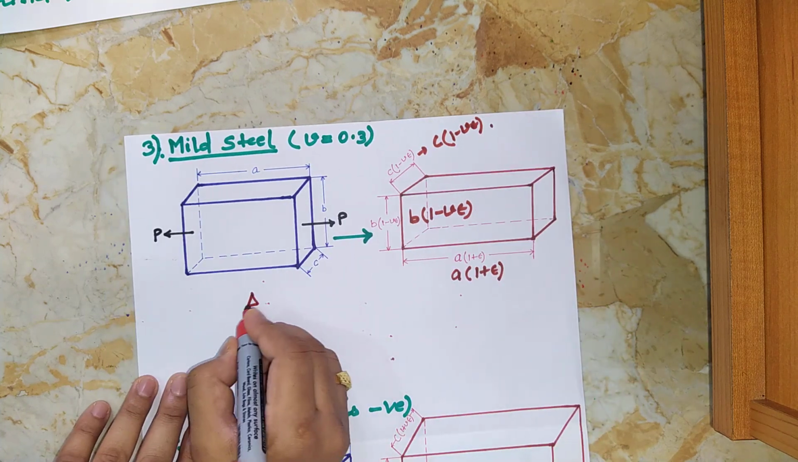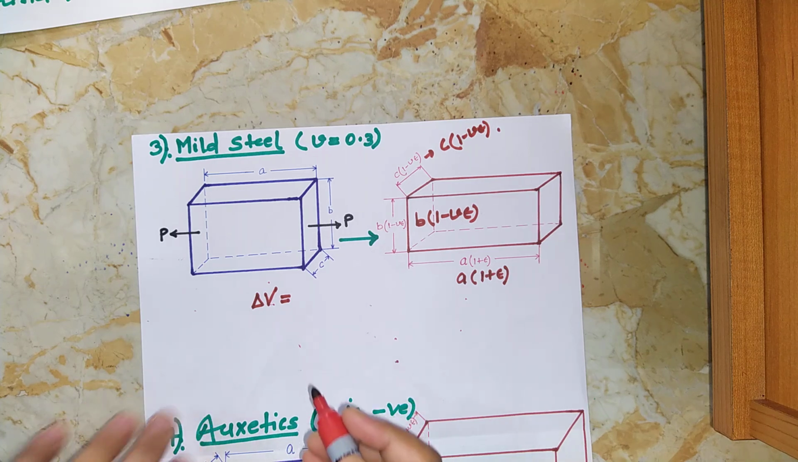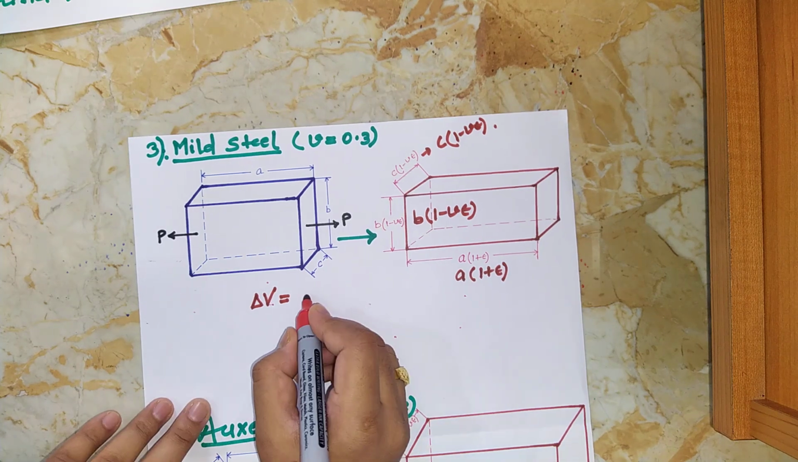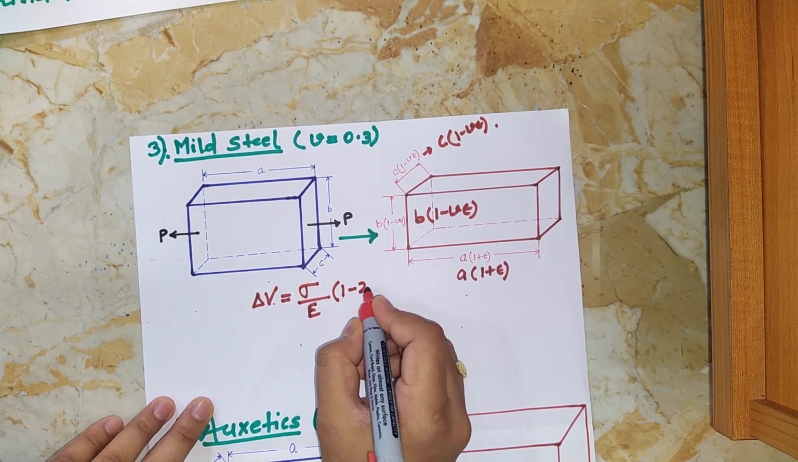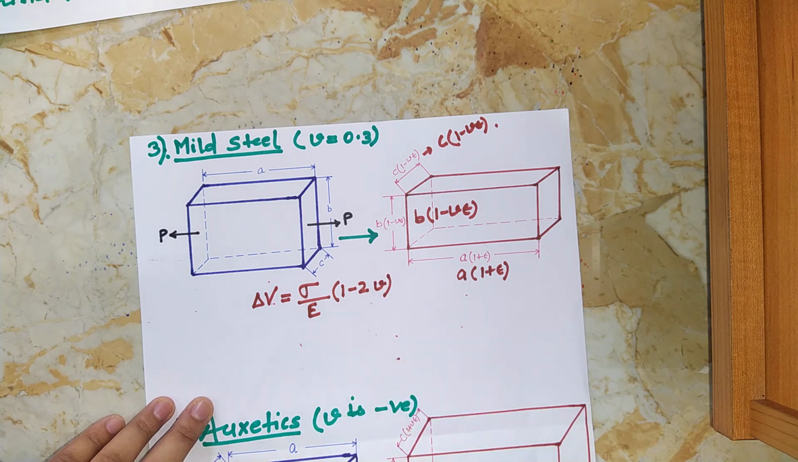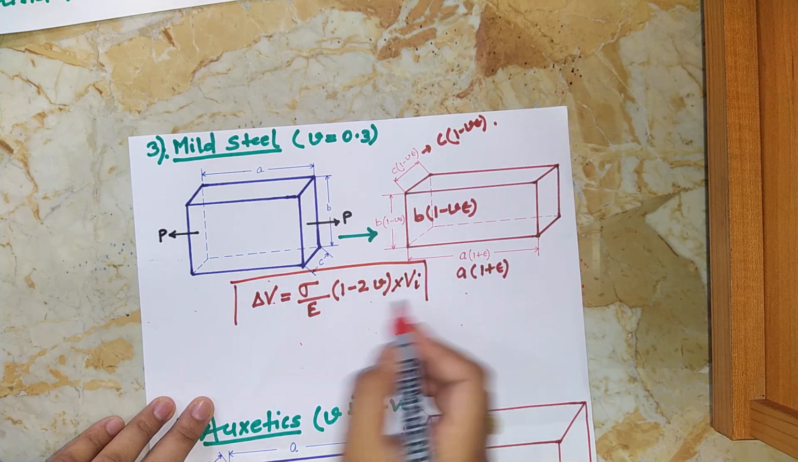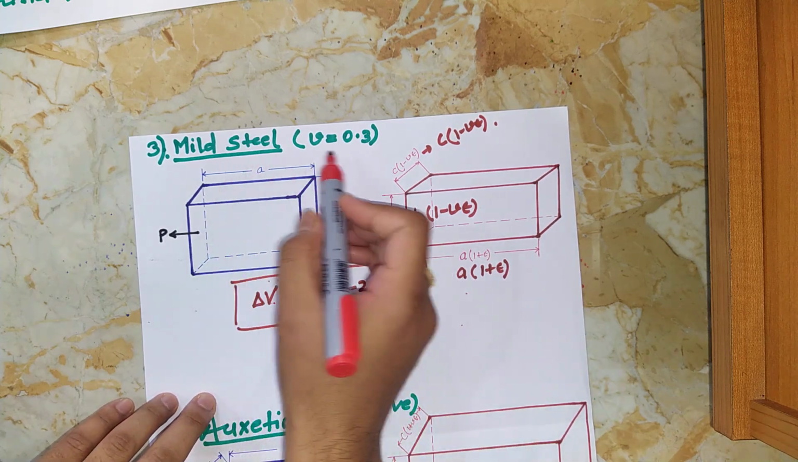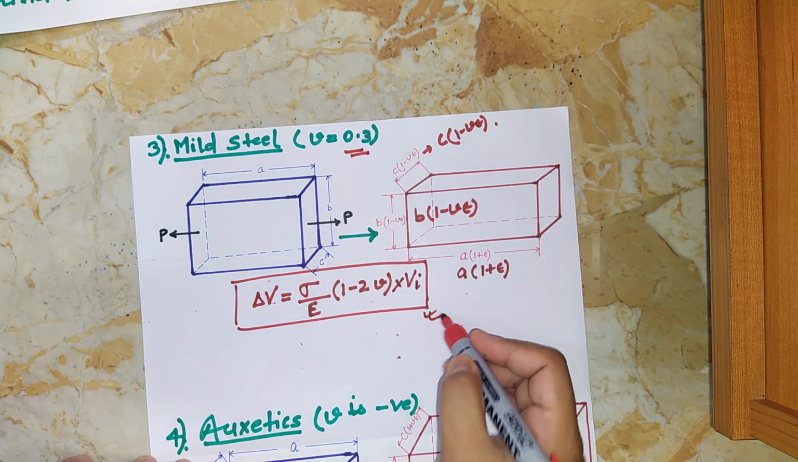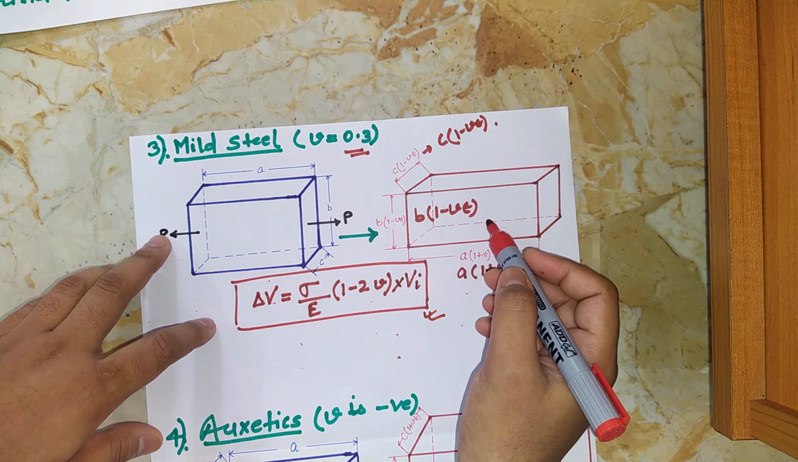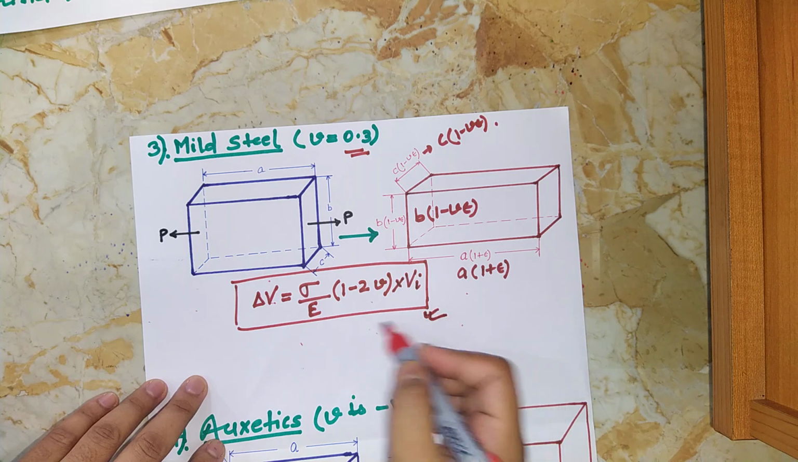And the change in volume, as we have already calculated, will be sigma by E into (1 minus 2 into Poisson's ratio) into the initial volume. Okay, so this is the change in volume. So here we see in case of mild steel, wherein we have Poisson's ratio as 0.3, when elongation takes place, contraction is also happening parallelly, and the net change in volume is a tangible value.